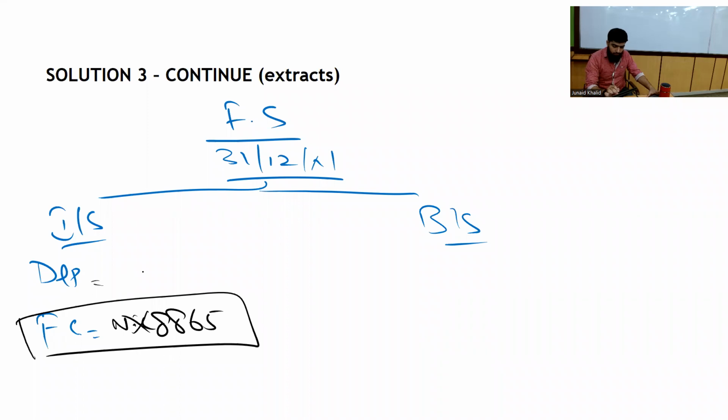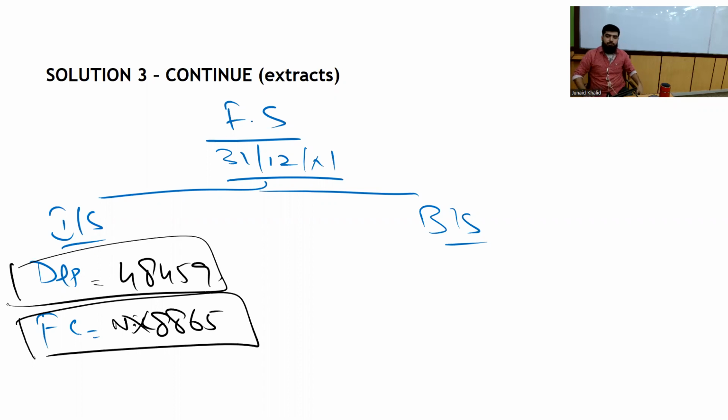So the depreciation charge would be 48,459. So that is the amount of depreciation that should be charged to P&L. Okay. Now let's move on towards the balance sheet side.